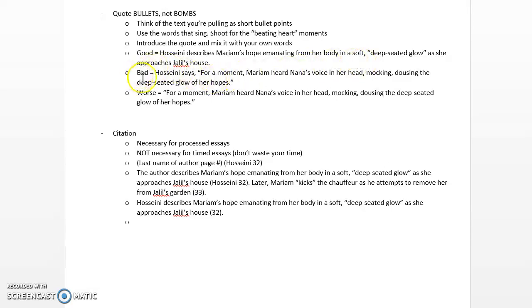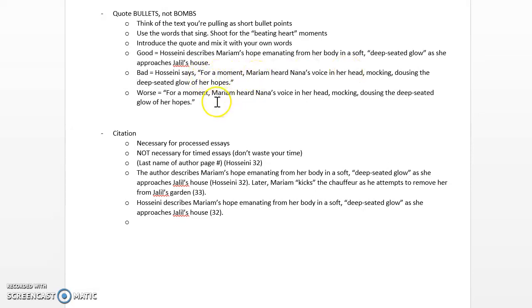This is a bad way to quote the same language. I could say, Hosseini says, "for a moment, Mariam heard Nana's voice in her head, mocking, dousing the deep-seated glow of her hopes." Not only have I dropped a gigantic evidence bomb in there, but I've also sort of hidden the thing that I want to focus on. I've got all this other extra stuff in here, which I could definitely talk about if I was writing a different essay, but I really want to talk about the deep-seated glow of her hopes, so I don't need to say all this other stuff.